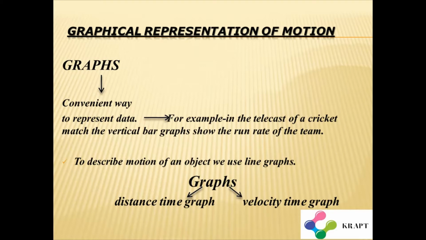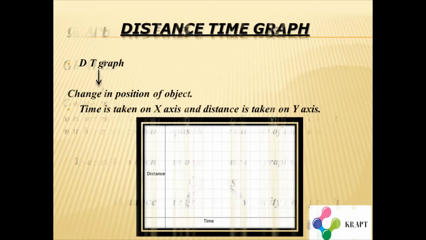First, let us learn about the distance time graph. The distance time graph can also be written as DT graph, which is the short form for it. This is used when there is a change in position of an object. Time is taken on the x-axis and distance is taken on the y-axis. Here below you can see an empty distance time graph. This is how it looks.